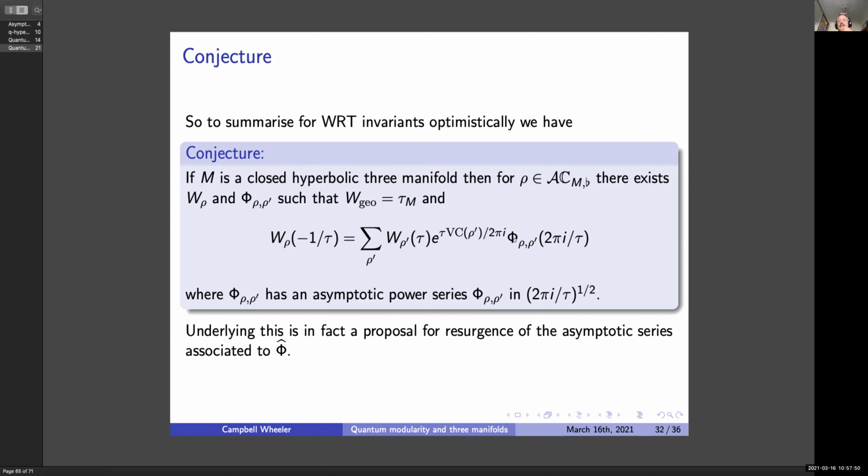where this has nice asymptotic properties. So potentially, underlying this a little bit is basically trying to understand the resurgence of these asymptotic series here in some way. But so anyway, this is potentially a version of a conjecture, if we're optimistic. So that sort of puts them under the same label.